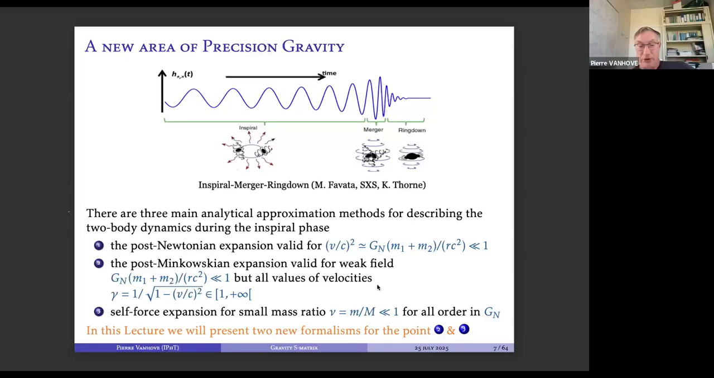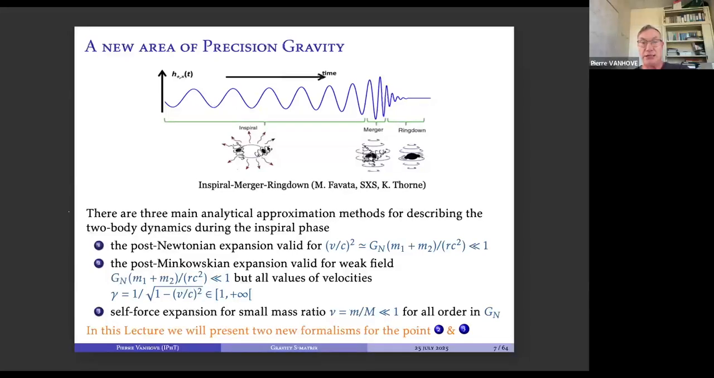There is another expansion that I will tell at the end, which is when one object has a very small mass compared to the other one. So this is a small object behaving in the curved background created by the heavy one. In that case, the post-Minkowskian expansion is like a flat space expansion. So we are in flat space, and then you compute the mutual interaction between the two objects.